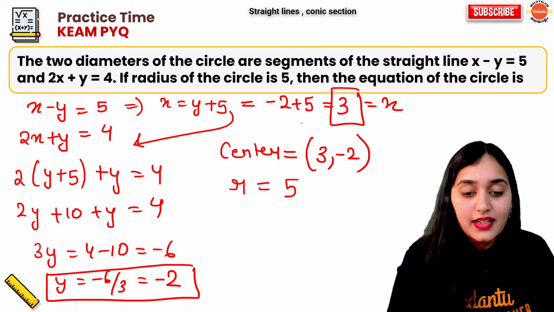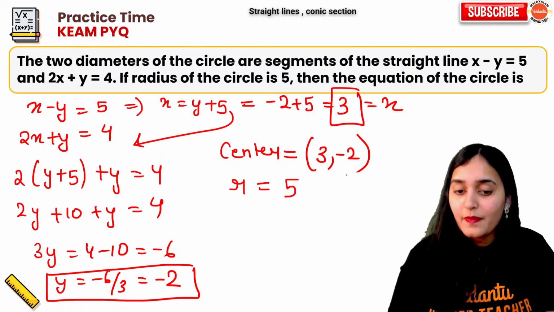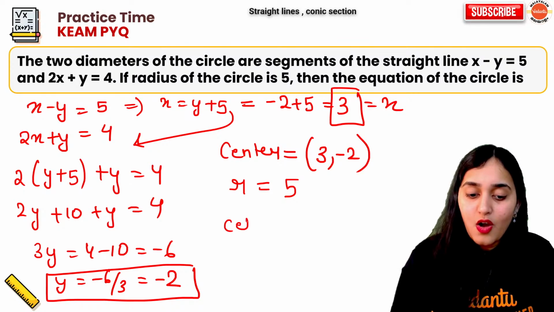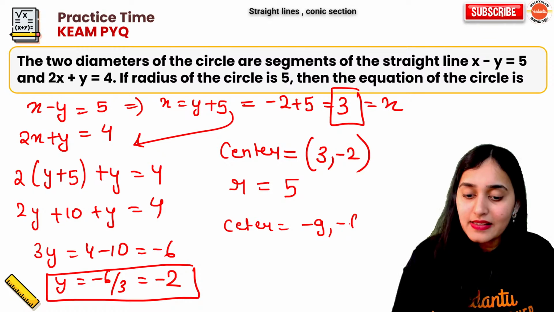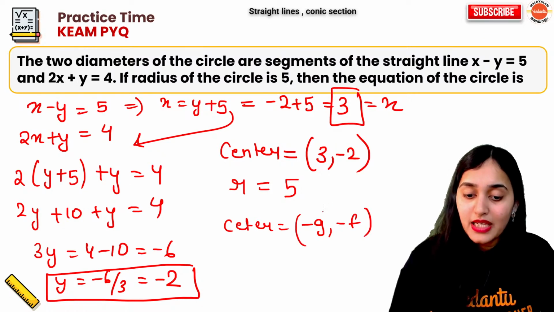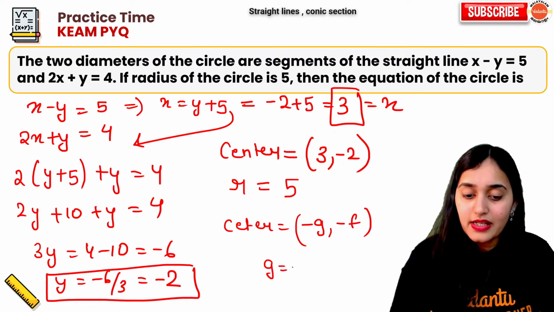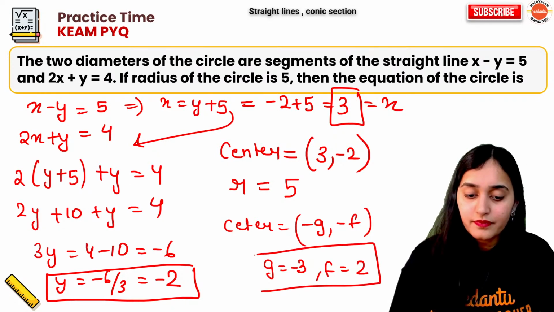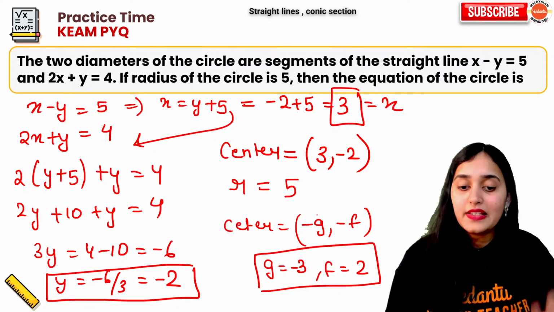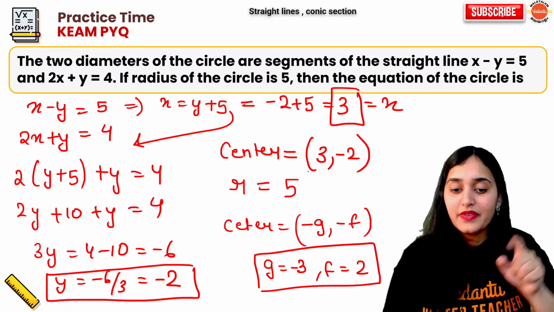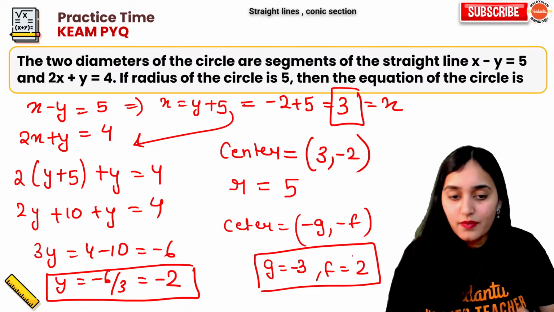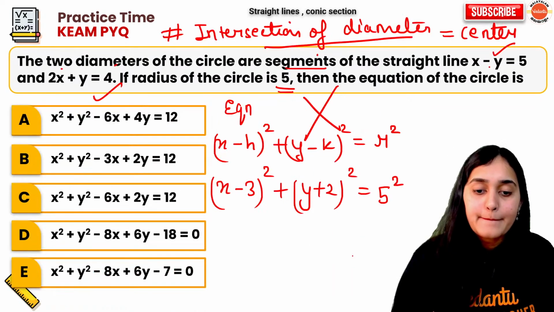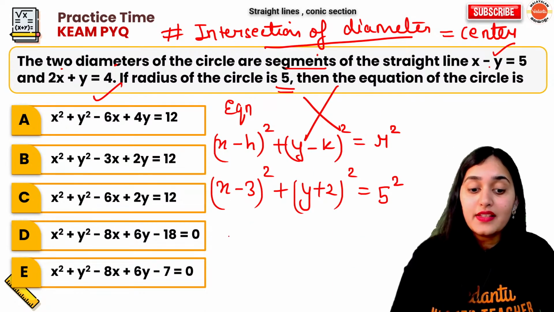What is the shortcut? I told you that center of the circle is minus g, minus f. So, this means g is equal to minus 3 and f is equal to 2. Am I right? Center of the circle is minus g, minus f and here 3 and minus 2 are coming. So, minus 3 and 2. Now, what is the standard equation of the circle?